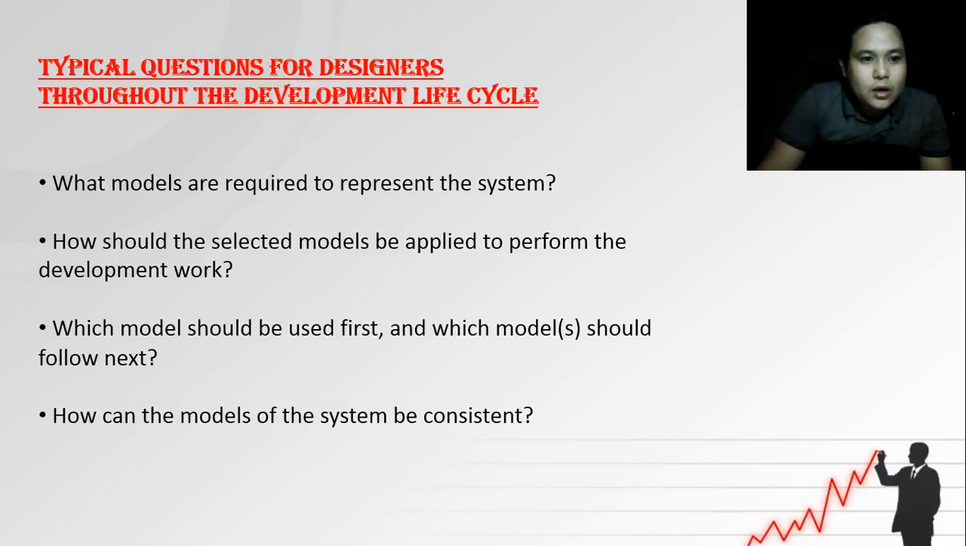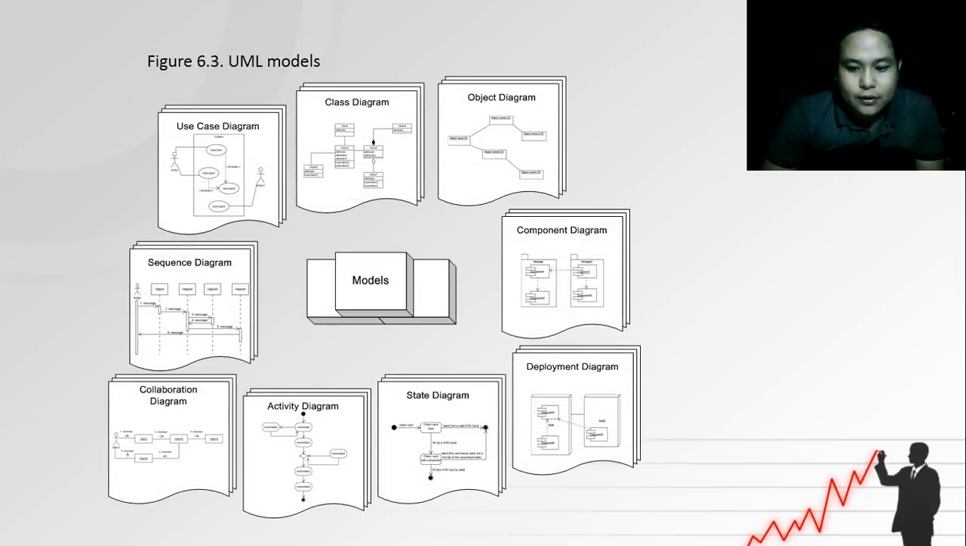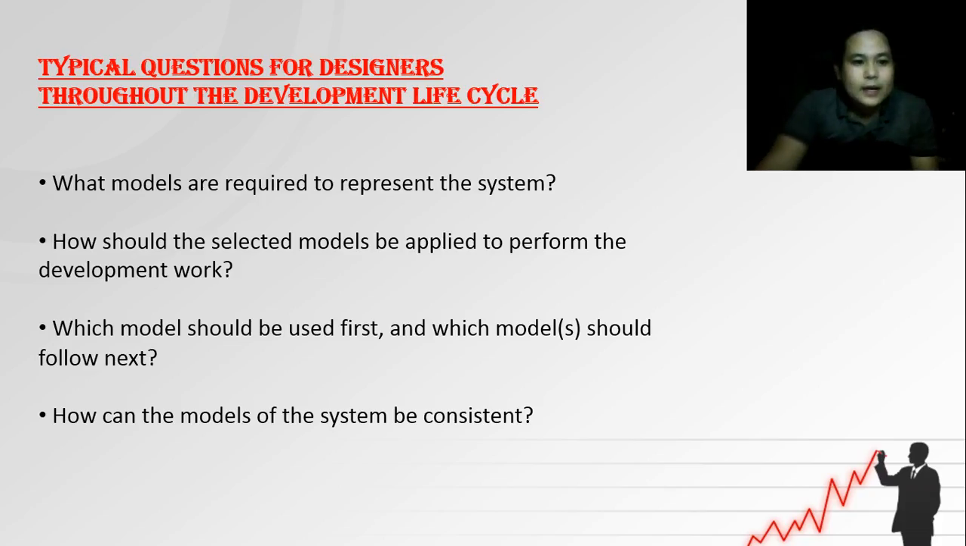Then number 2, how should the selected models be applied to perform the development work? Number 3, which model should be used first and which model should follow next. Then in your system or in your problems, you can use one or more. If you're going to use the use case diagram, then you can choose what the next diagram is that you are going to use for the problems of your system. Then, how can the models of the system be consistent?